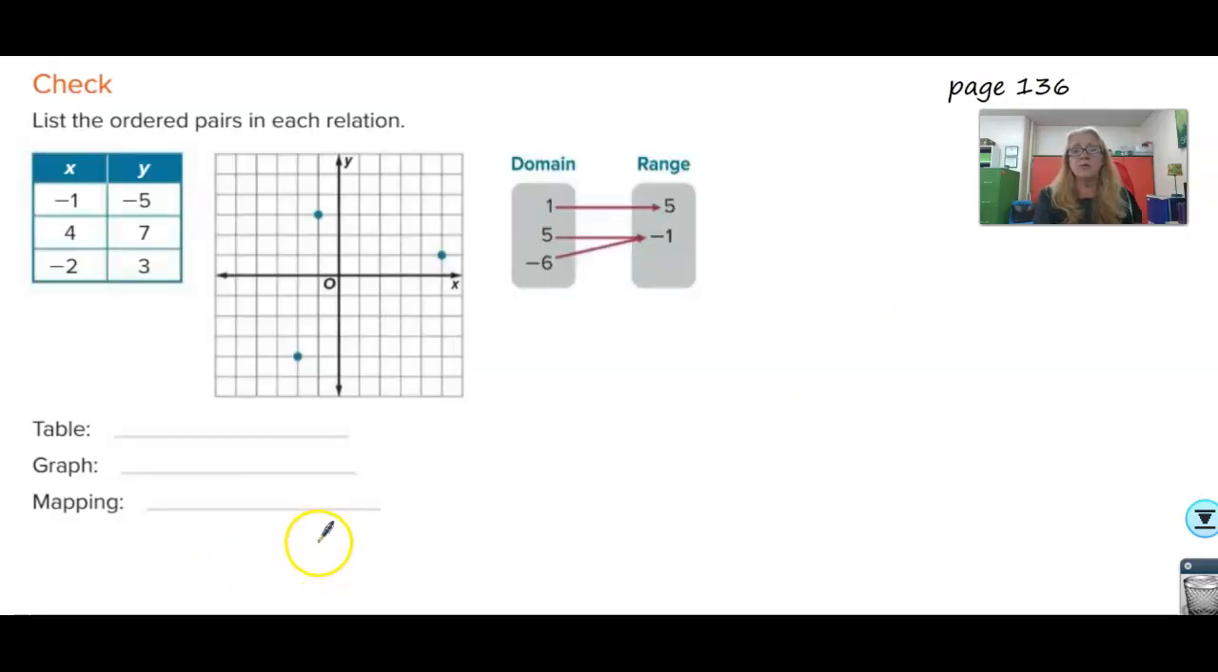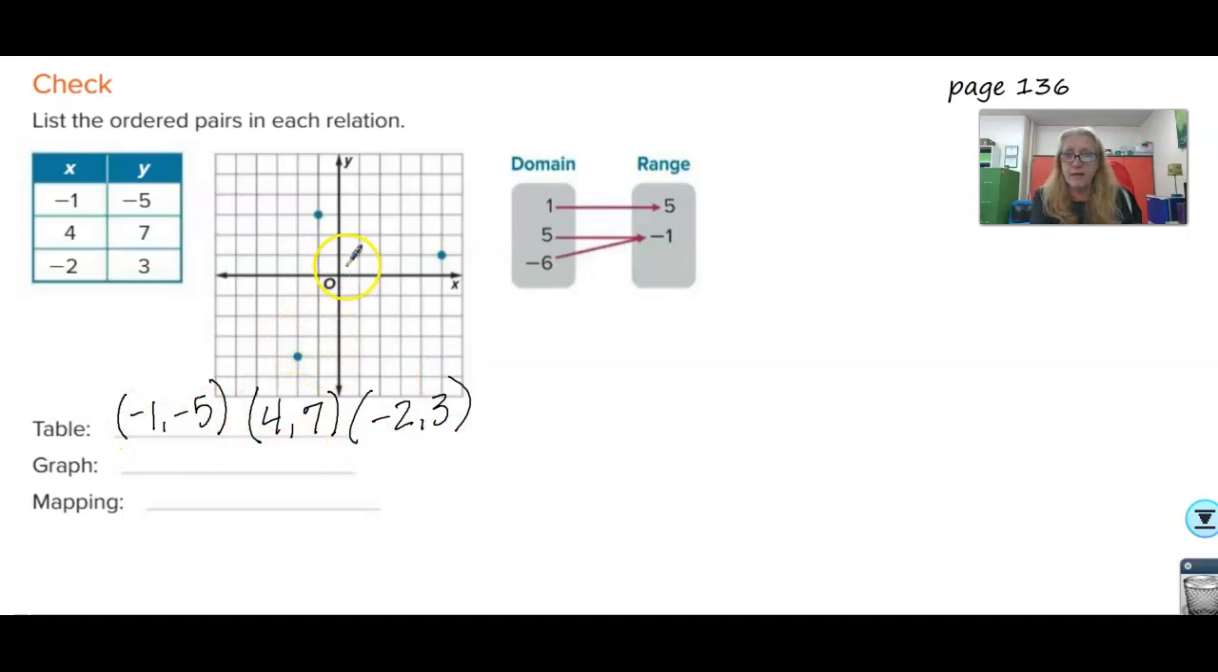List the ordered pairs in each relation. Let's see, what do they want us to do here? List the ordered pairs in each relation. So for the table, the ordered pairs are (-1, -5), and then we have (4, 7), and then we have (-2, 3). In the graph, we have (1, 2, 3, 4, 5, 1). We have (-2, 1, 2, 3, 4, -2, -4). And we have (-1, +3).